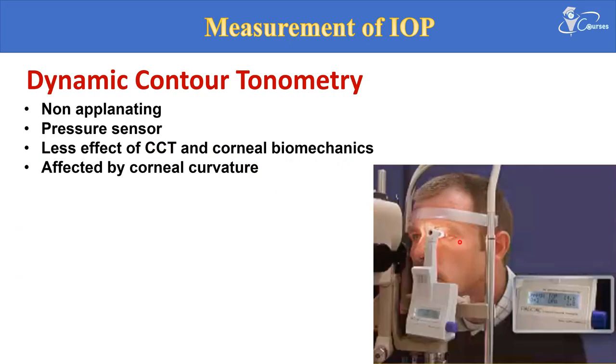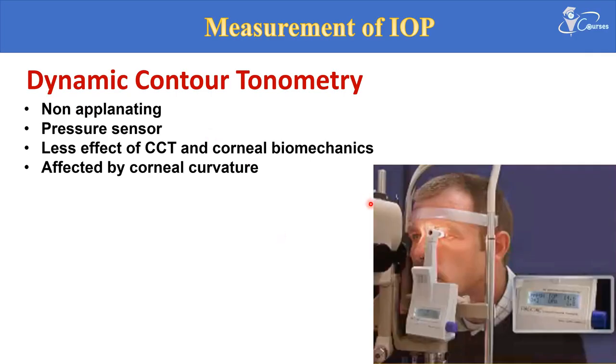This device is not dependent on flattening of the cornea. So if the cornea is thick or thin, it doesn't make a difference. That's why it will not be a problem if a patient had LASIK or has a thin cornea. However, it will be affected by corneal curvature. So the limitation of this device is that it will not be very helpful for patients with keratoconus. They will have a very steep cornea. The measurement in this device will be affected in patients with keratoconus.